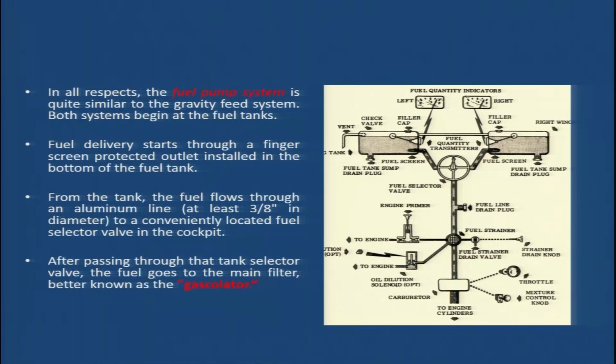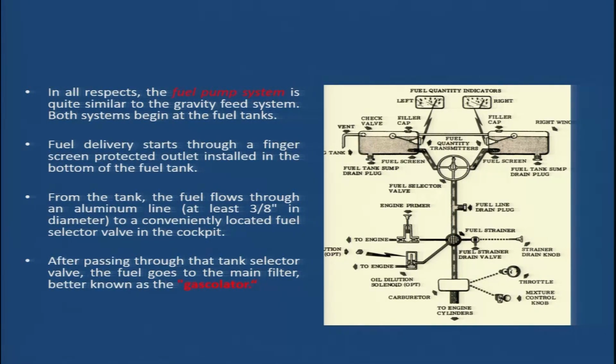So in the fuel tanks, the outlet from where the fuel is coming out has the strainers or the finger screen filters through which the fuel coming out of the tanks is filtered. From the tank, the fuel flows through an aluminum line to a conveniently located fuel selector valve in the cockpit. So from the tanks, the fuel is coming to the selector valve.